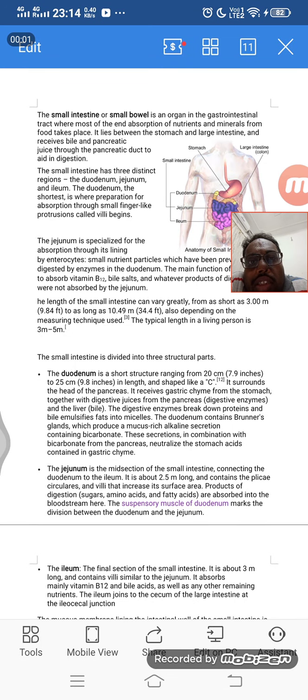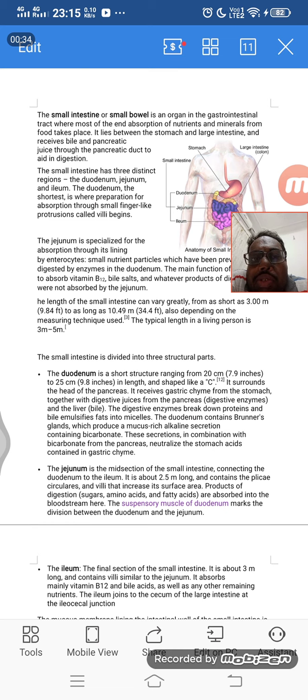Last week we discussed the stomach, the parts of the stomach, the secretions from the stomach, and the glands inside the stomach. So today we are going to discuss mainly two parts along with the process of digestion: the small intestine and the large intestine, and then the complete digestion that takes place in our body. It is a very easy and simple topic.